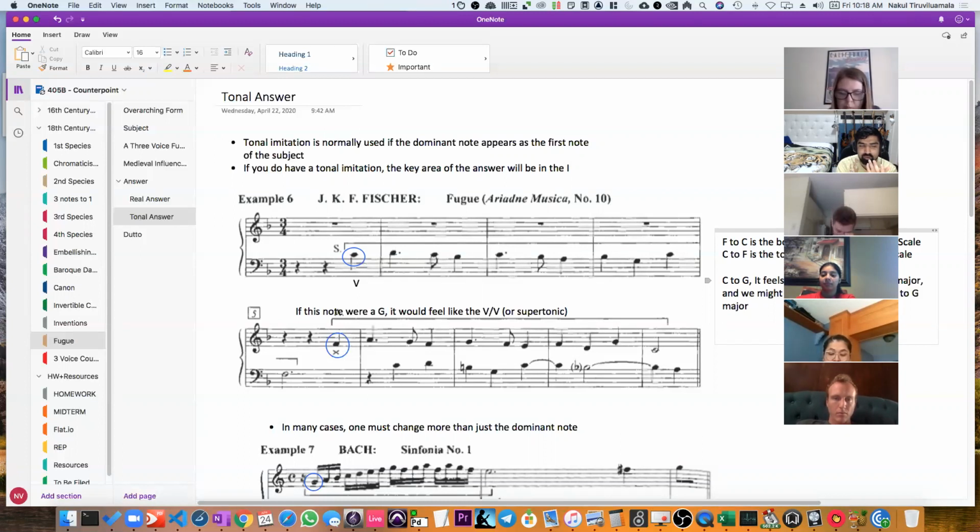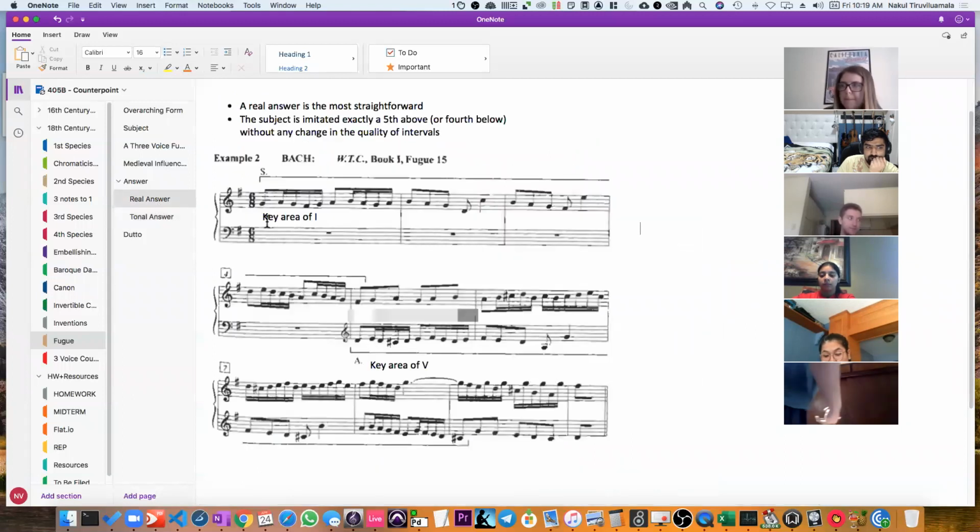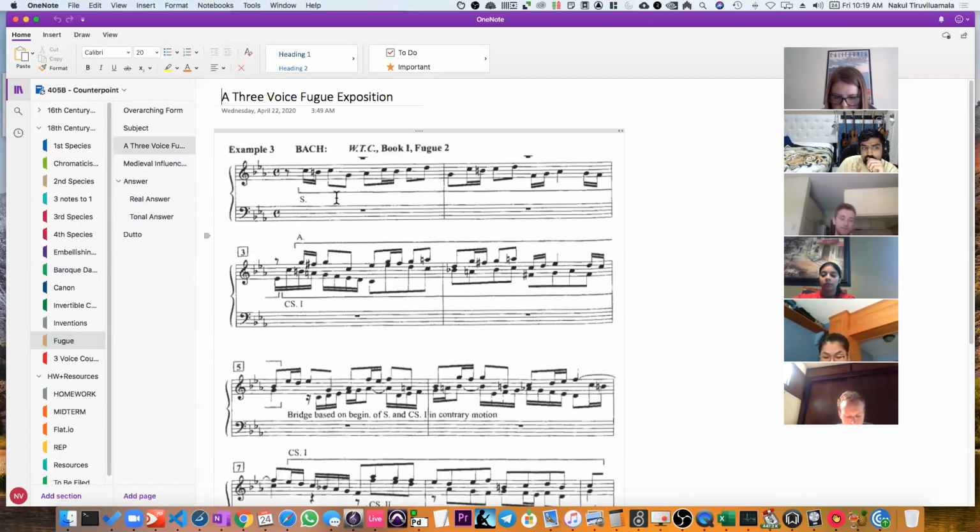So essentially, you have a couple of choices. You might just decide to avoid having dominant notes in your fugue subject, so that you don't have to worry about this weird thing of having a tonal answer, right? For instance, right here, this example is great because it doesn't include any dominant notes early on, so it just does a real answer. But there are so many great examples of counterpoint that include the dominant note. For instance, right here, it includes the dominant note. Okay, so that's the dominant note.